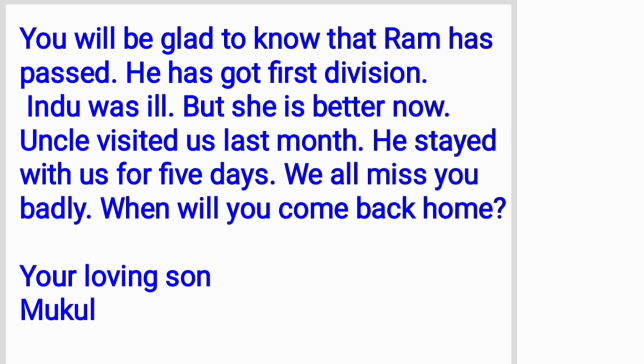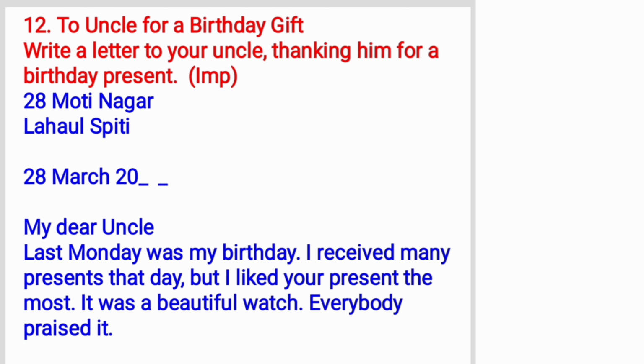You will be glad to know that Ram has passed. He has got first division. Indu was ill, but she is better now. Uncle visited us last month. He stayed with us for 5 days. We all miss you badly. When will you come back home? Your loving son, Mukul.